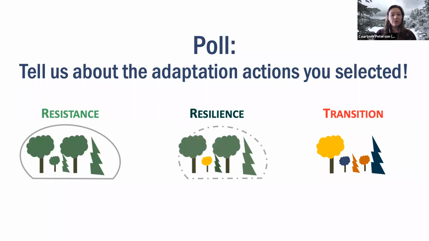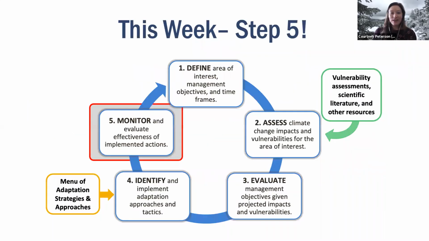So now what we want to do is transition into step 5. At this point, this is the last step in our adaptation workbook process. We've started all the way with defining our goals and objectives, assessed our climate change impacts, evaluated those impacts and the challenges and opportunities that they create for management. Last week, we really started thinking about step 4 and identifying those different adaptation approaches and actions. And now what we want to do is really wrap it up with monitoring. How are we really going to evaluate the effectiveness of our implemented actions moving forward?